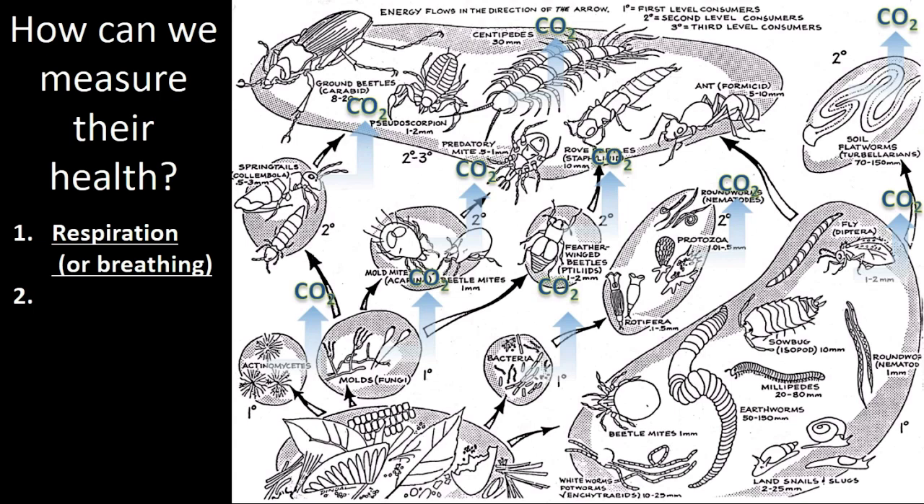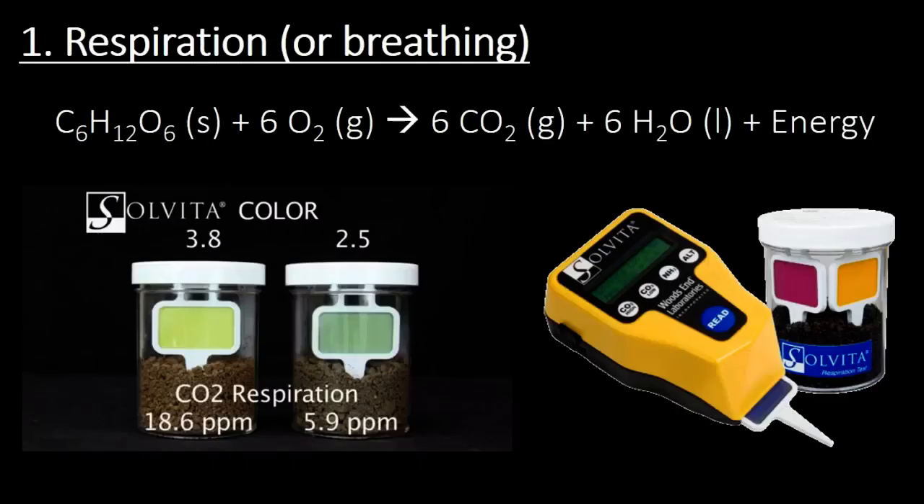determine the activity or the abundance of all these organisms in the food web is to measure how much CO2 they produce, right? Many of these organisms are like us. They're heterotrophic. So they breathe in oxygen and they exhale CO2. And they need sugars as well, or a carbon source. And the most common do-it-yourself way to measure this is with the Solvita. And it's commonly used in the Haney test as well.